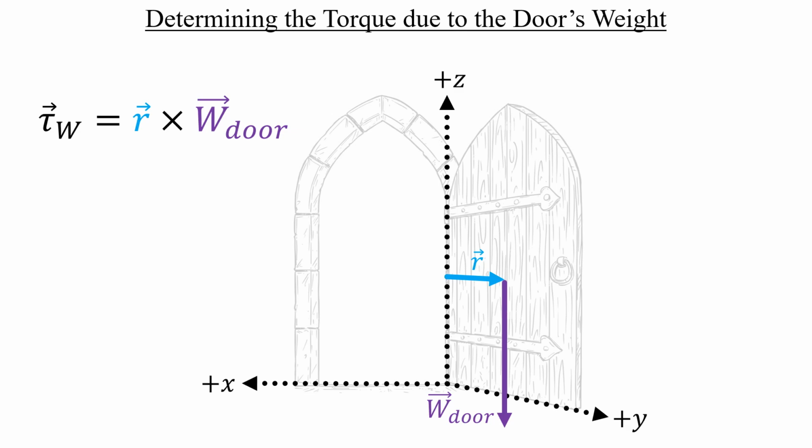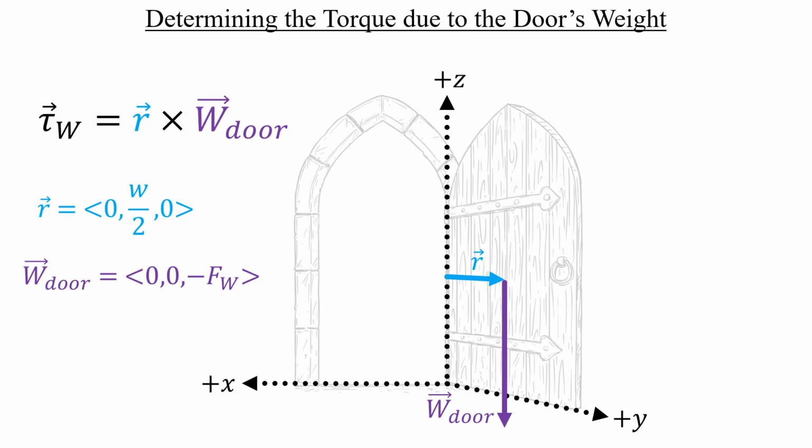Thankfully, in this situation, it's pretty easy. The position vector points purely in the plus y direction, and it has a length that's equal to half the width of the door. Thus, its components will look like this. The weight vector points purely in the minus z direction, with a length that's equal to the door's weight. So its components will look like this. So now we've located our vectors and figured out their components.